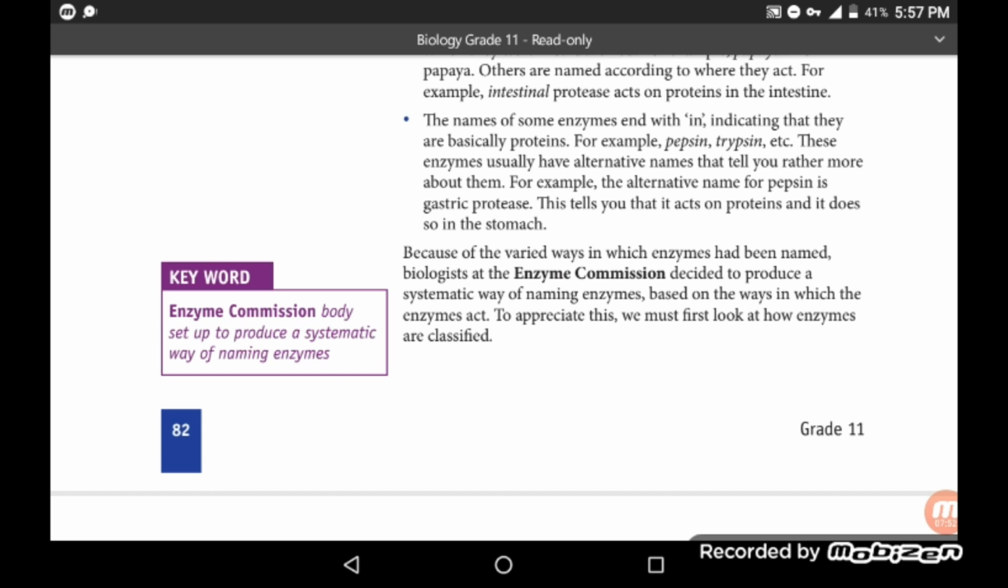Gastric is something found in the gastrointestinal tract, in the stomach. Protease acts on protein, and gastric protease acts on proteins in the stomach.